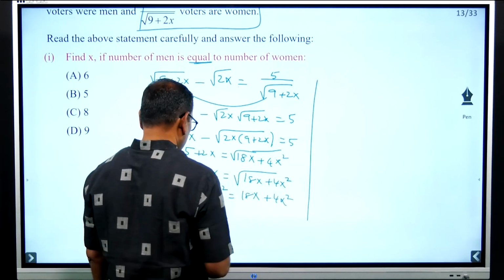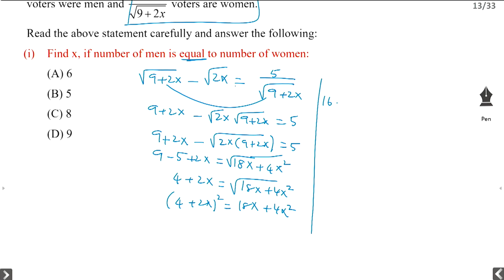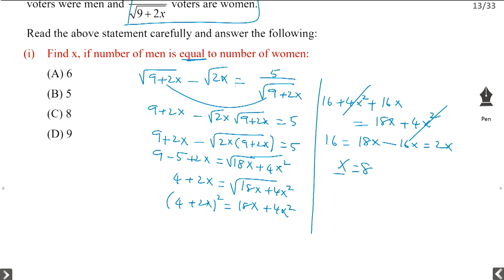So squaring, apply a plus b whole square formula, 16 plus 4x square plus 16x equal to 18x plus 4x square. 4x square cancel. So 16 equal to 18x transpose to the right side minus 16x, 2x. So what is x equal to? 8. X equal to 8. Question is, find x if the number of men equal to number of women.